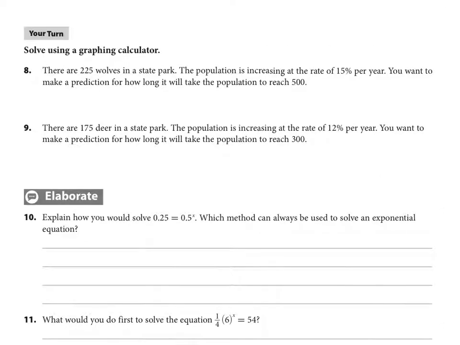Let's do a word problem here. So 2 pages over, I'm going to do problem number 8. There are 225 wolves in a state park. The population is increasing. Now this is important. Increasing at the rate of 15% per year. You want to make a prediction for how long it will take the population to reach 500.